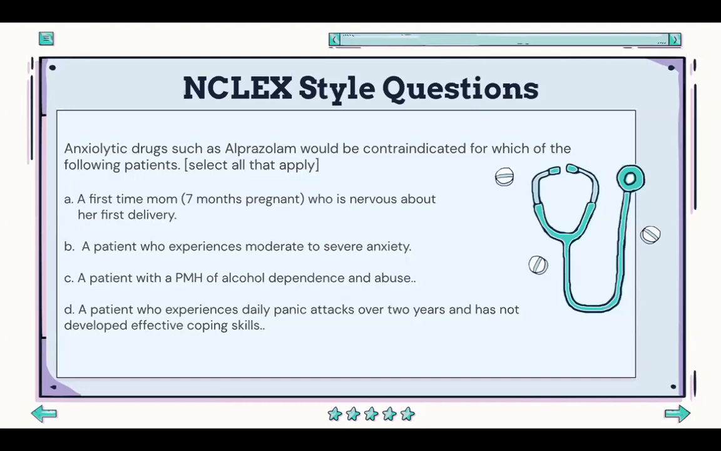We'll now go into our next NCLEX question, and this one is focusing on contraindications. It says anxiolytic drugs such as alprazolam would be contraindicated for which of the following patients? And this is select all that apply. So go ahead and choose which answers are contraindications.